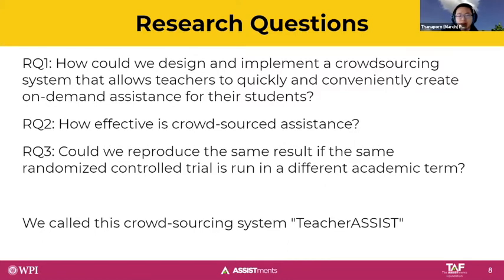The third question is, we also want to make sure that we do good science. We want to make sure that the result we get from research question 2 is actually real and reproducible, and not just a novelty effect of the feature. So we want to know if we reproduce the same result in a different academic term in the same system, will we get the same effect? From now on, I'm going to refer to the crowdsourcing system as TeacherASSIST.